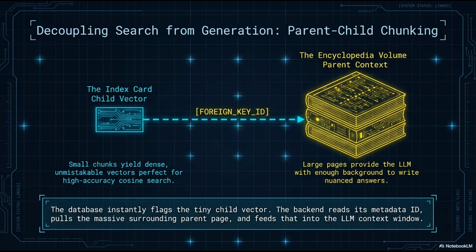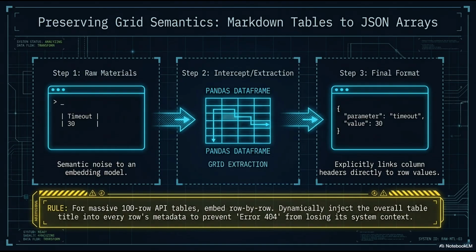So how do we translate a visual grid into something an LLM natively understands? We intercept the tables during the parsing phase, completely pulling them out of the standard text flow. In your architecture, you utilize the Python library Pandas. Pandas is an incredibly powerful data manipulation tool that can read Markdown tables natively. The pipeline extracts the raw Markdown table, loads it into a Pandas data frame, and then converts that data frame into a JSON array of records.